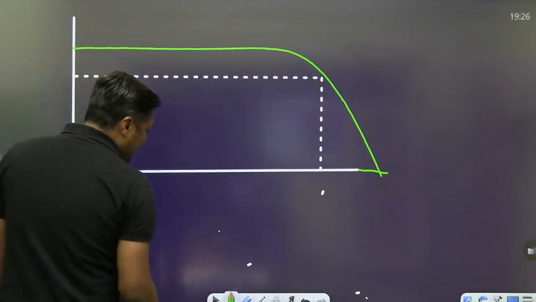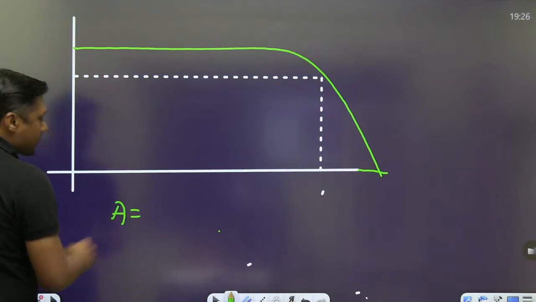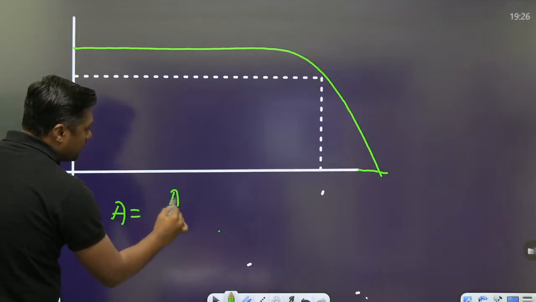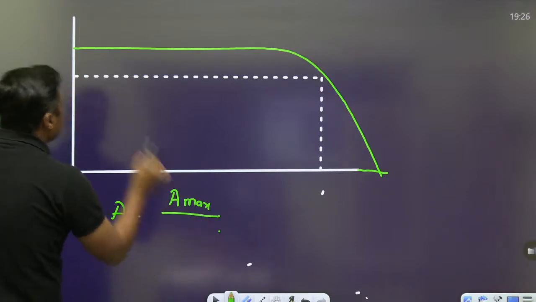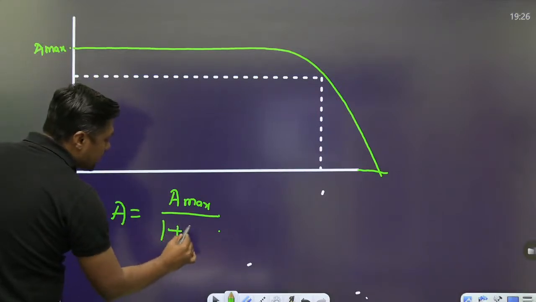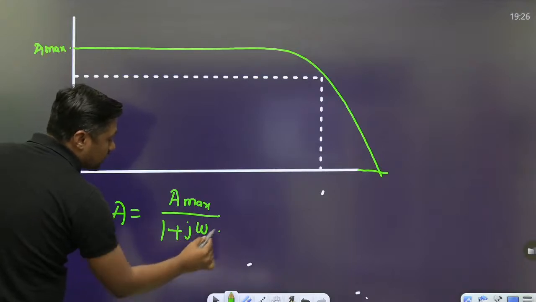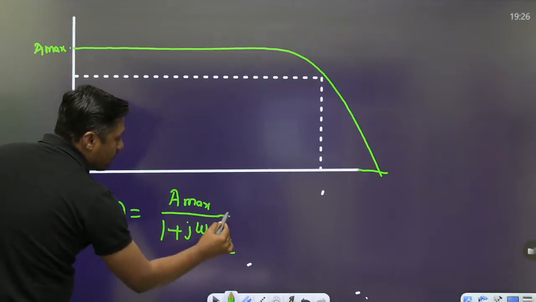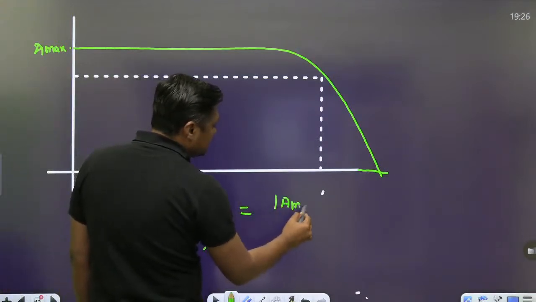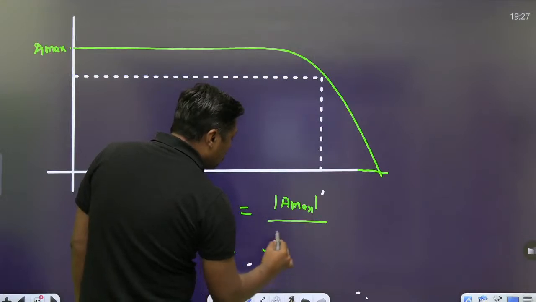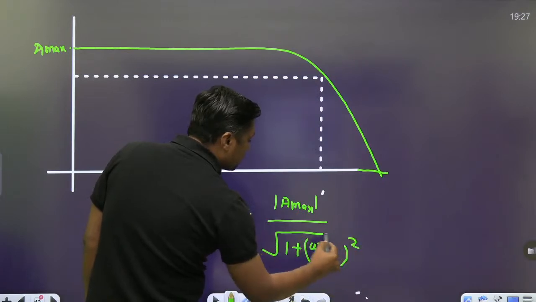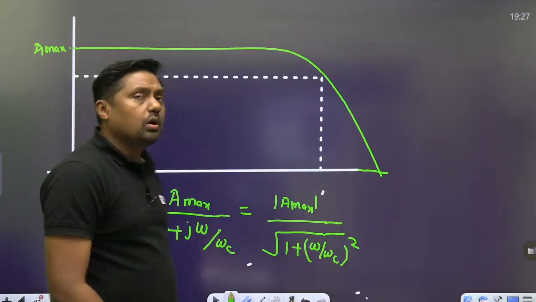Now, what is the gain here? A equal to low pass filter. It is a function of omega. A maximum, this is the A maximum, divided by 1 plus j omega by omega C. Already I have given you the standard formula for the low pass filter. So what is the magnitude? It will become A maximum upon root over 1 plus (omega by omega C) the whole square.